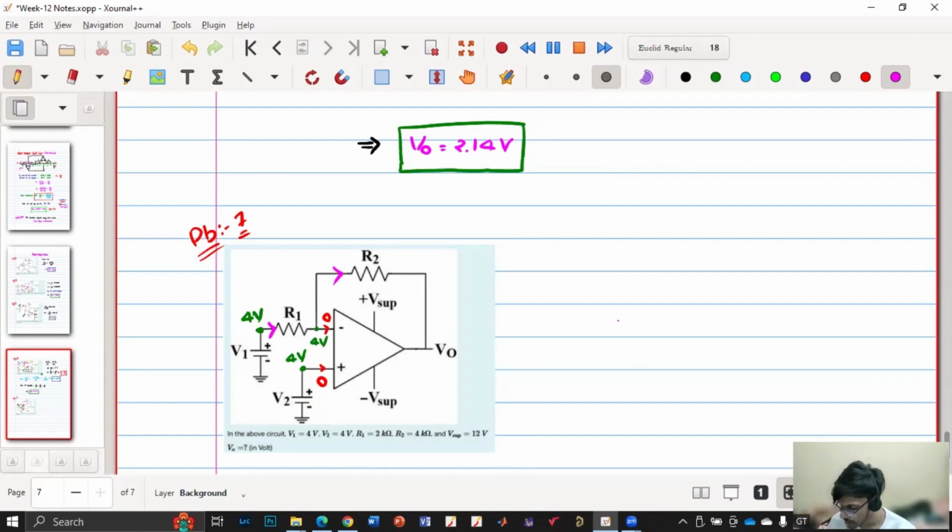And what is IR1? IR1 is 0. Or we'll directly apply KCL there. Then we'll get 4 minus 4 by R1 is equal to 4 minus V naught by R2, right? So what is V naught? 4. Yes. So V naught equal to 4 volt.